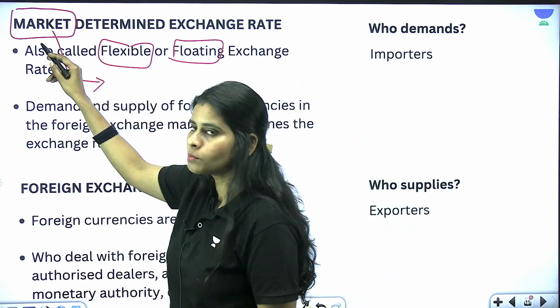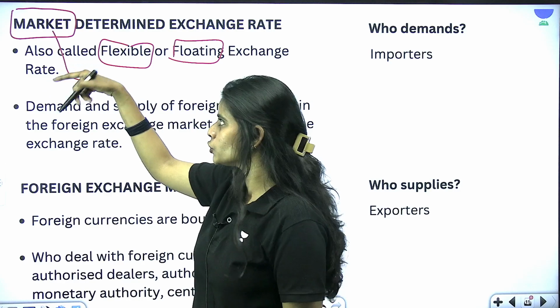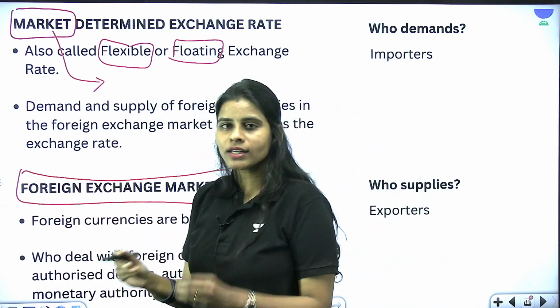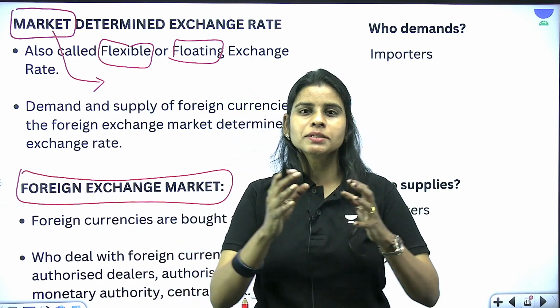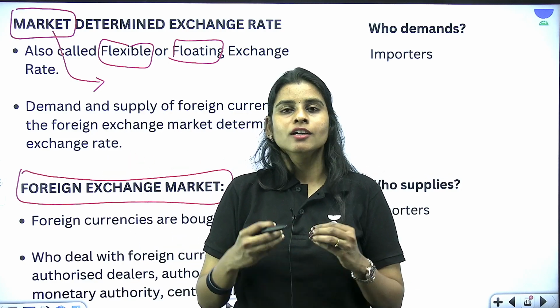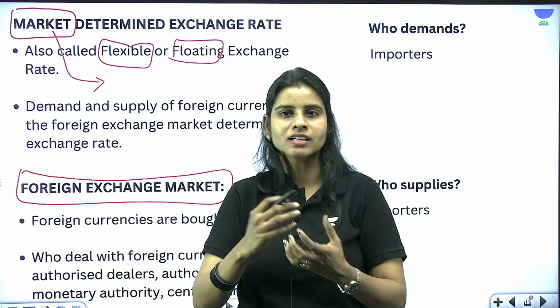So when I talk about market, what market am I mentioning here? This is the foreign exchange market. So what is a market? Basically, it is a place where demand and supply meet, right? So what is a market? When you buy something, that is called a market.